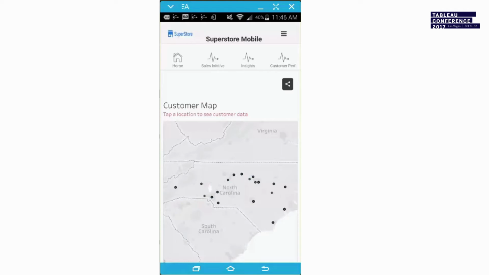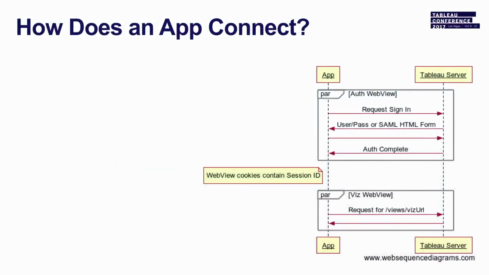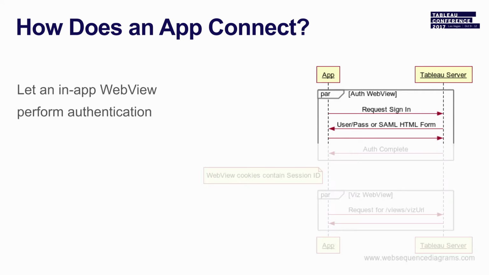Cool. So next, we'll dive a little deeper into how a mobile app connects to Tableau Server. This does get a little more complicated. We'll walk through this sequence diagram here. And there are a couple of core concepts. The first one is that we're going to do authentication with Tableau Server. We're not getting around the Tableau Server authentication or security protocols. It goes hand in hand with those.